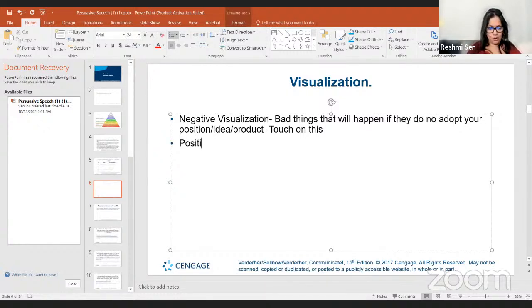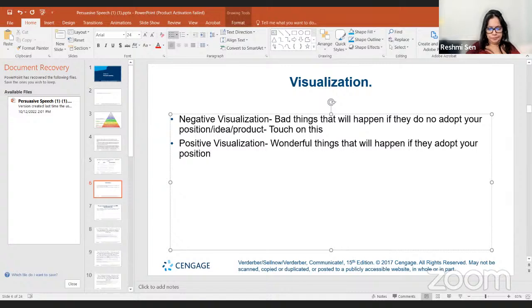People love to know about all the good things, all right? People want to feel positive. So positive visualization. All right, that's it. Then talk about all the wonderful things that will happen if they adopt your position. Okay, so that's visualization for you. Again, I would probably do about maybe 60 seconds of this. Maybe 60 to 90 seconds. Again, plan it out, okay?